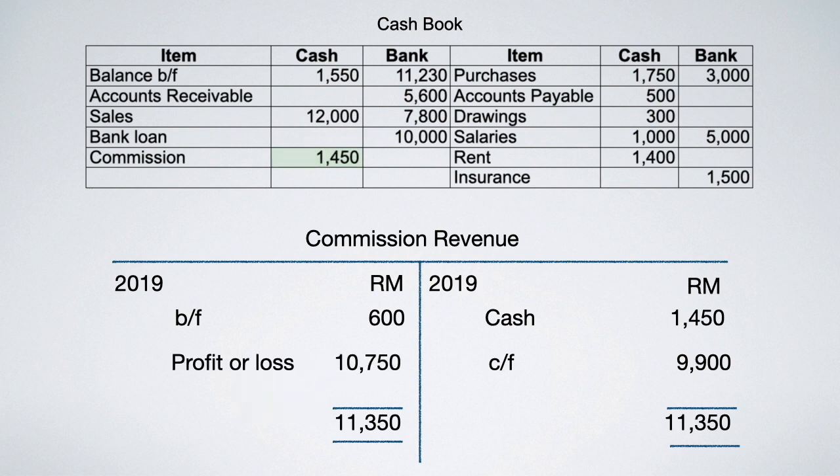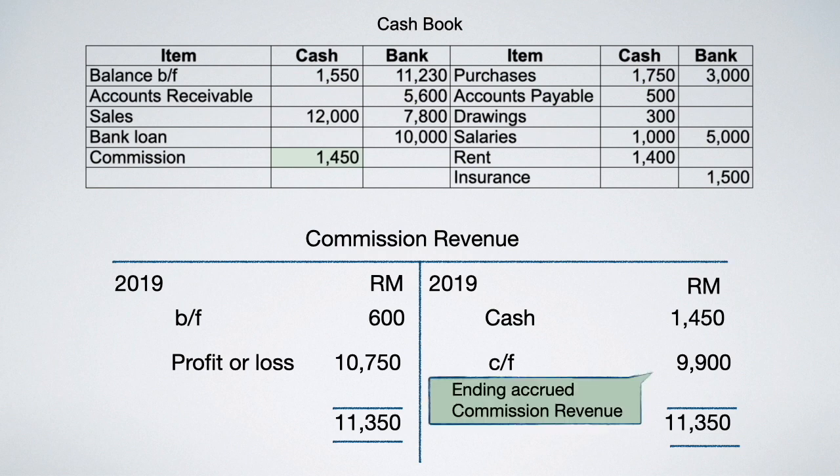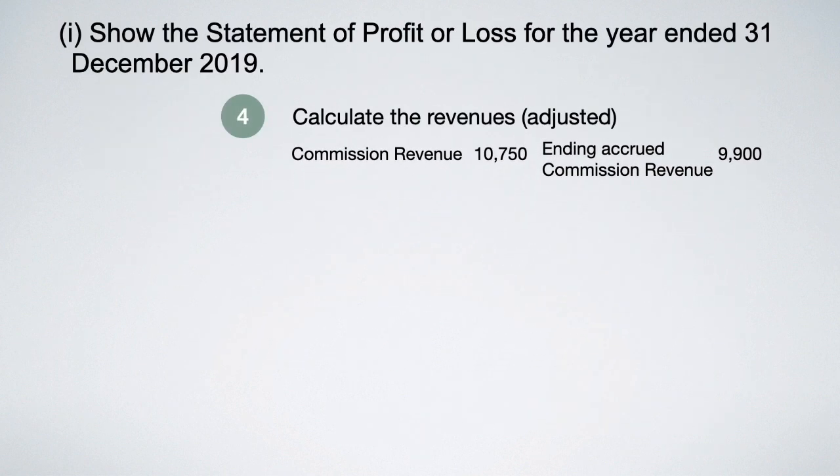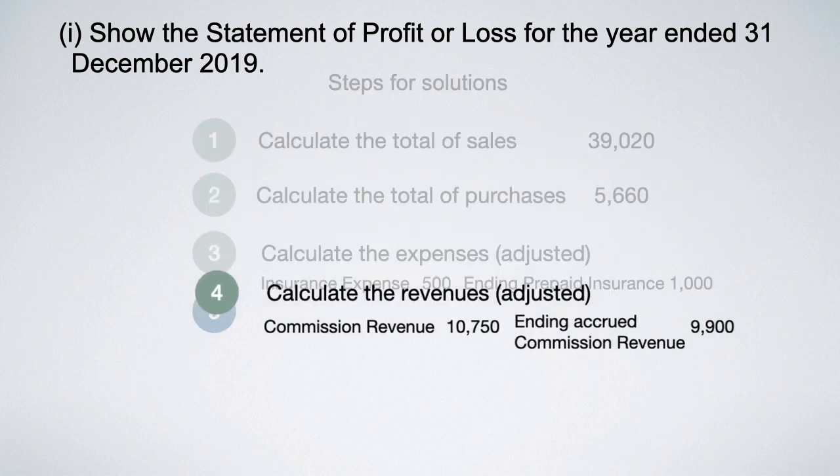So this number actually, you will bring this to the profit or loss statement. So this is actually the revenue incurred, revenue recognized for the year. And the carried forward figure tu you kena bear in mind that is the ending accrued commission revenue. Okay, now simpan dua maklumat ini untuk maklumat kita yang keempat.